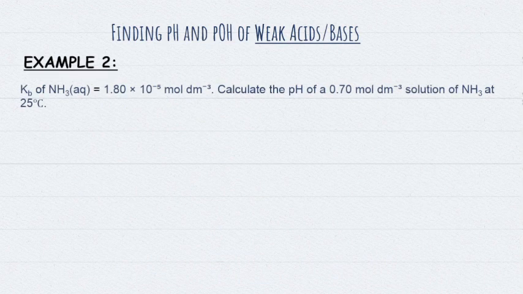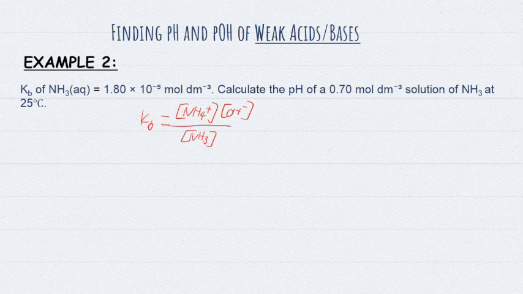Otherwise, let's move on to example number 2, ammonia. Kb of ammonia is given as 1.8 times 10 power minus 5 mole dm cube. Calculate the pH of a 0.70 mole per dm cube solution of ammonia at 25 degrees Celsius. Now Kb, you can write this down, which is basically the ammonium ion, the conjugate acid, the hydroxide ion divided by the ammonia. Once again, this remains relatively constant at 0.7. These two have the same concentrations.